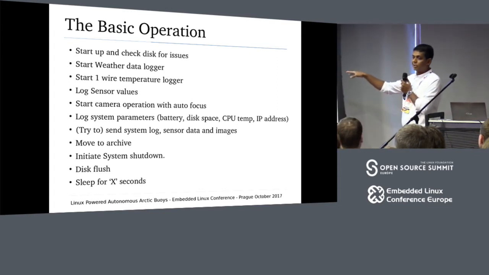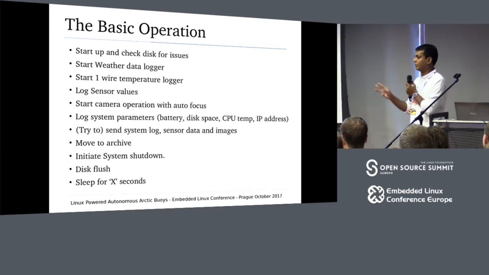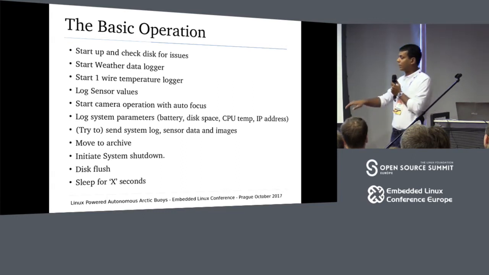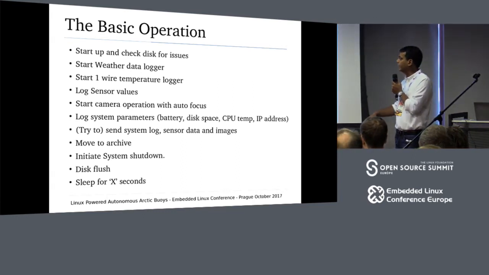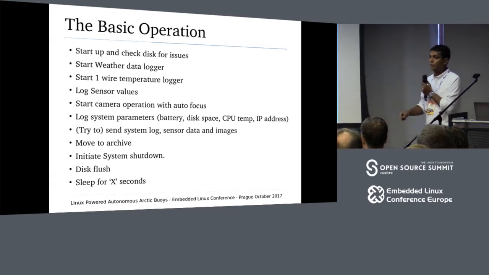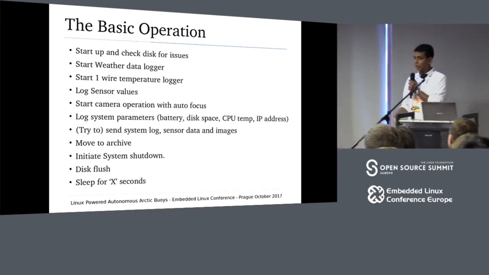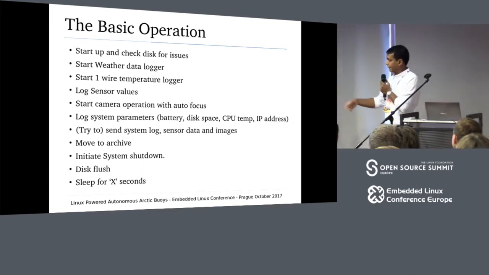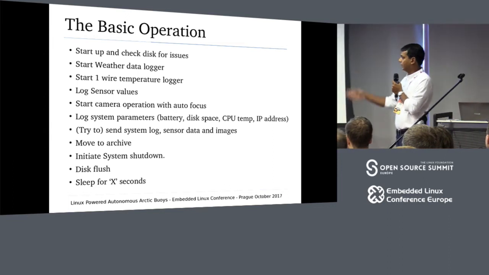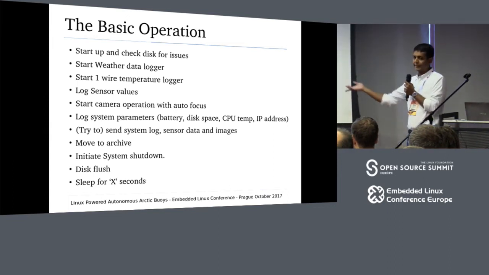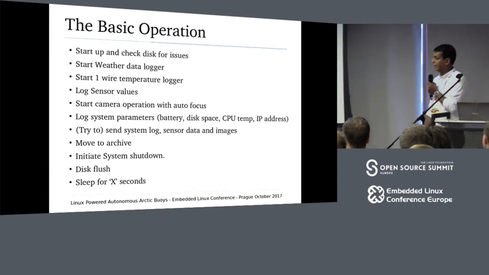If none of that is possible, we capture images, we capture all this data, I'm trying to transmit it, none of that is happening, just one try. No three tries, no four tries. Move it to an archive, meaning move it to a directory, and then initiate a shutdown. Because the more we try, the more power we waste. So we do that, initiate a shutdown, then do a disk flush and sleep for X seconds. Usually the researcher says, I want data every 4 hours or 2 hours or every day, then they define those seconds.